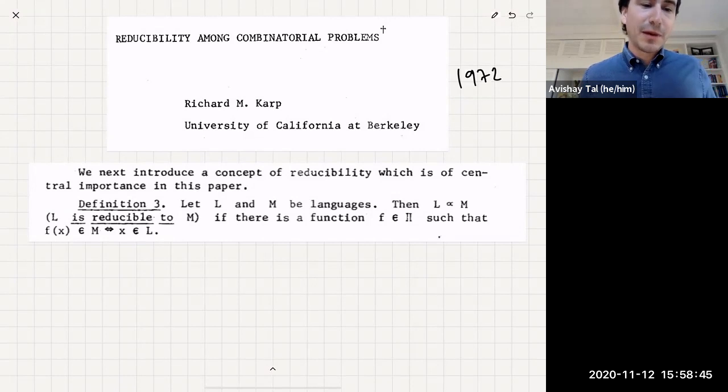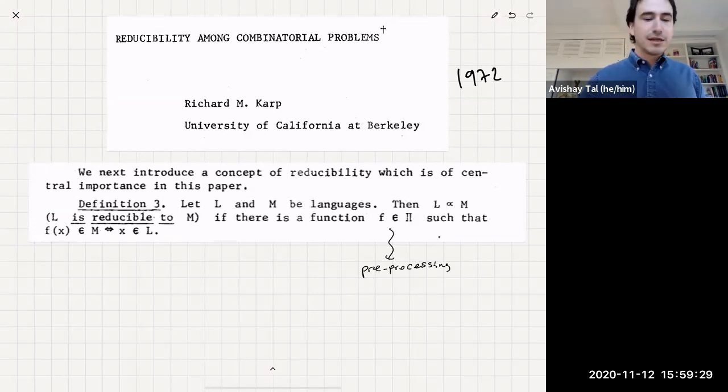And a year after Steve Cook's result, Richard Karp came up with 21 problems, and he showed that all these 21 problems are NP complete. Almost all the problems that you'll see in the book are in this one paper of Karp. And in particular, he introduced the notion of a reduction in this paper. So that's very nice. He says, we next introduce a concept of reducibility, which is of central importance in this paper. He says that a language L reduces to M if there exists some function, and you should think of this function as the pre-processing.